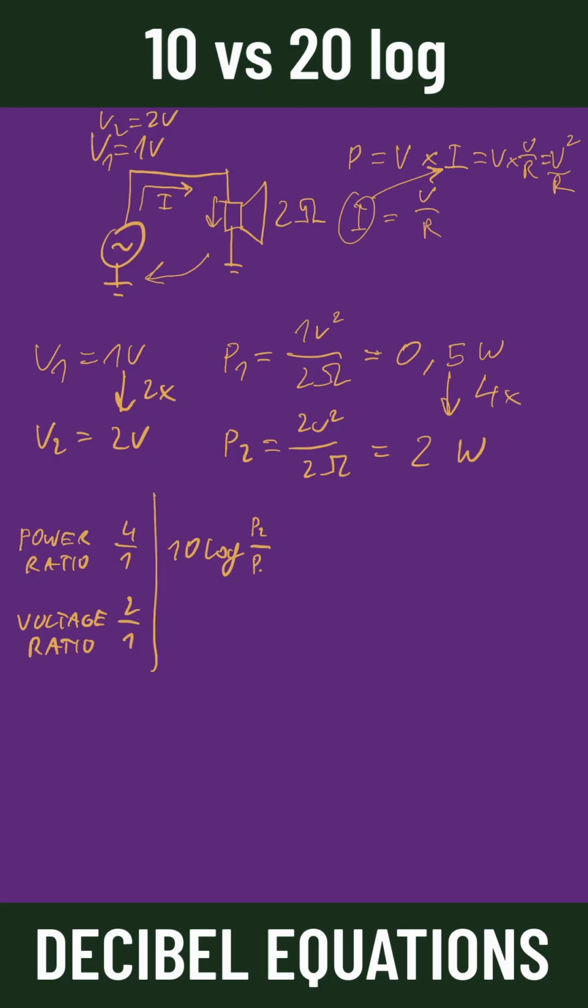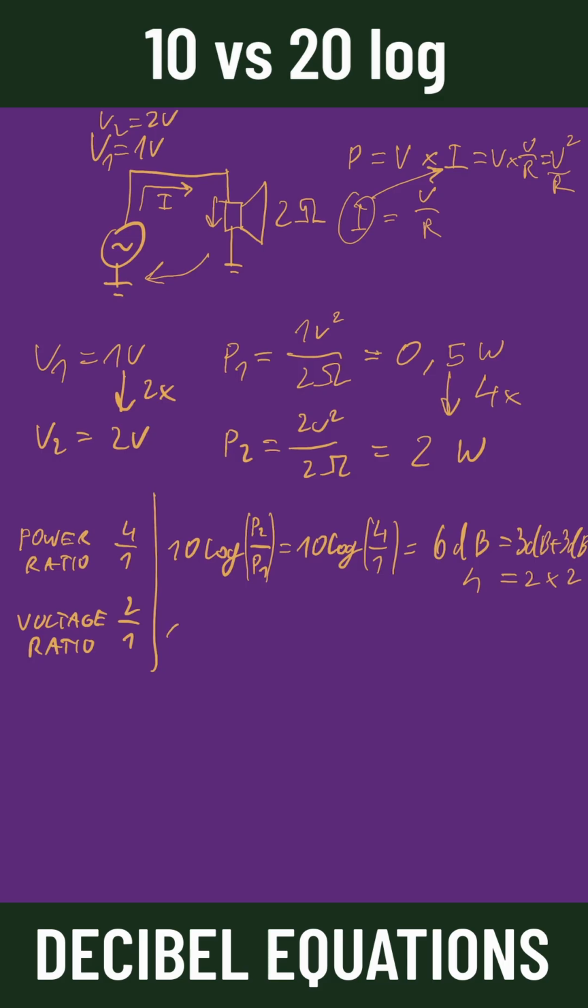10 base logarithms comparing the two powers, P2 to P1, so 10 logarithms out of 4:1 ratio, which is 6 dB. And by the way, 3 dB is doubling of power if you plug it into that equation, 2:1, which means that 2 steps of doubling of power, 3 dB plus 3 dB, resulted in quadrupling of power, same as 2 times 2 equals 4.